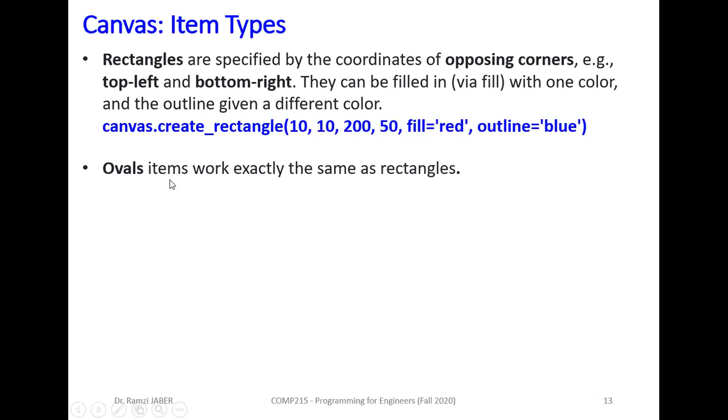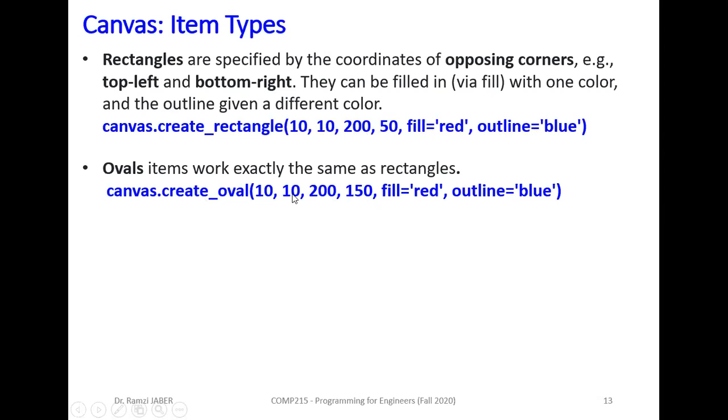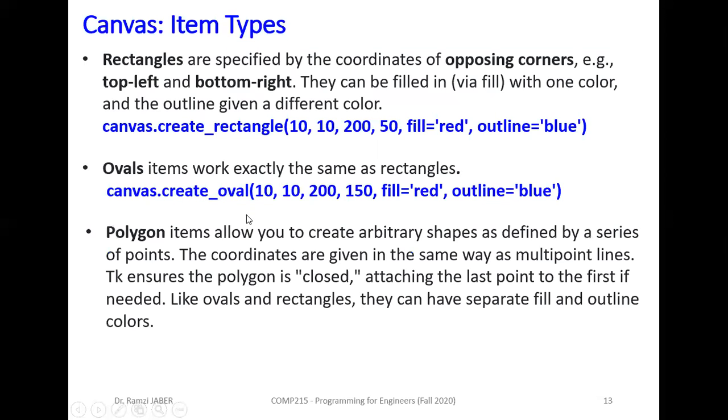Ovals. Oval items work exactly the same as rectangles. So given the first point and second point, fill it and outline. The command will be create_oval.